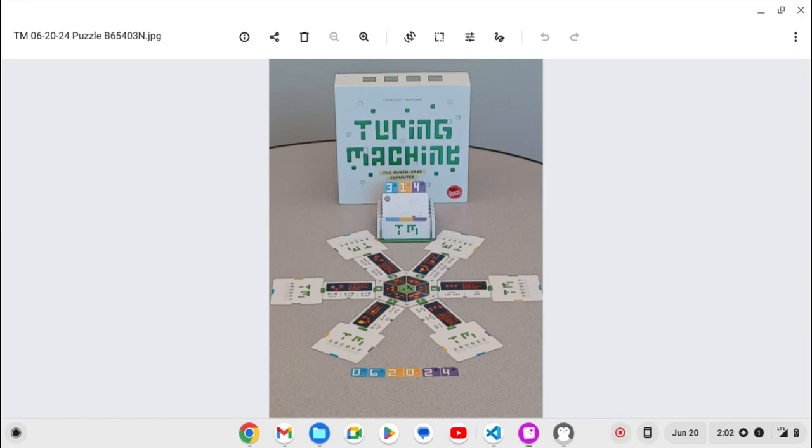Let's begin. Today's June 20th, 2024, and we're solving the Daily Turing Machine Puzzle. Today's puzzle uses 6 criteria cards and its 6 verification cards. Let's go to turingmachine.info for the details.